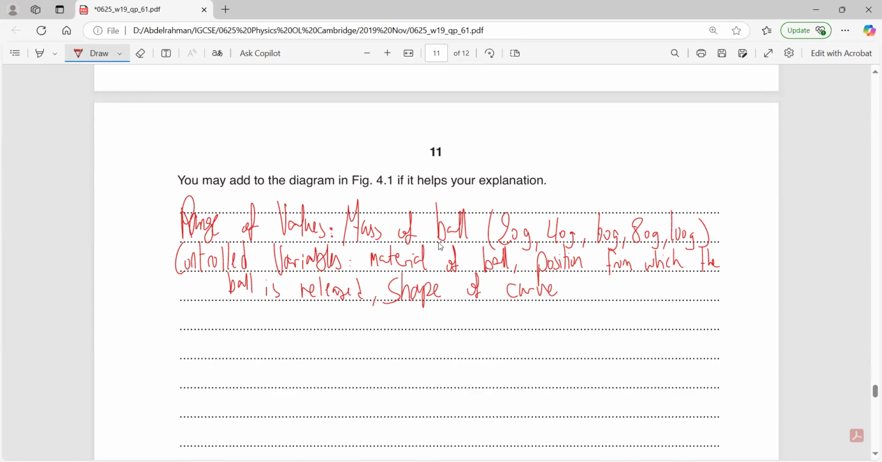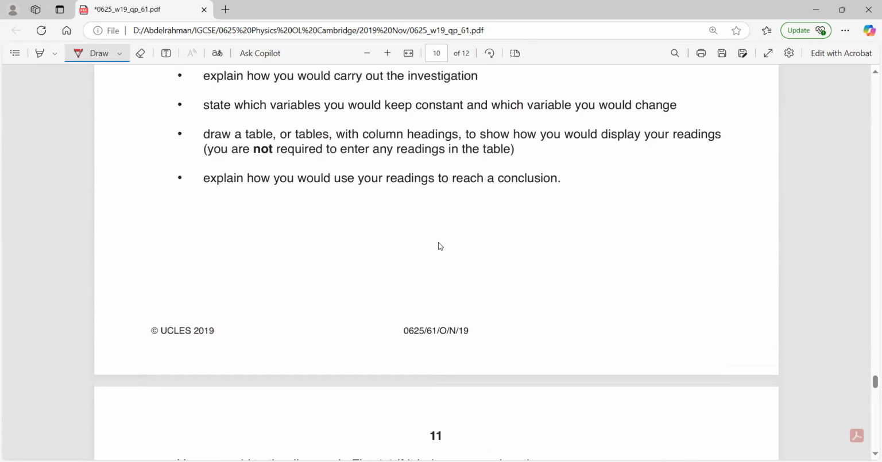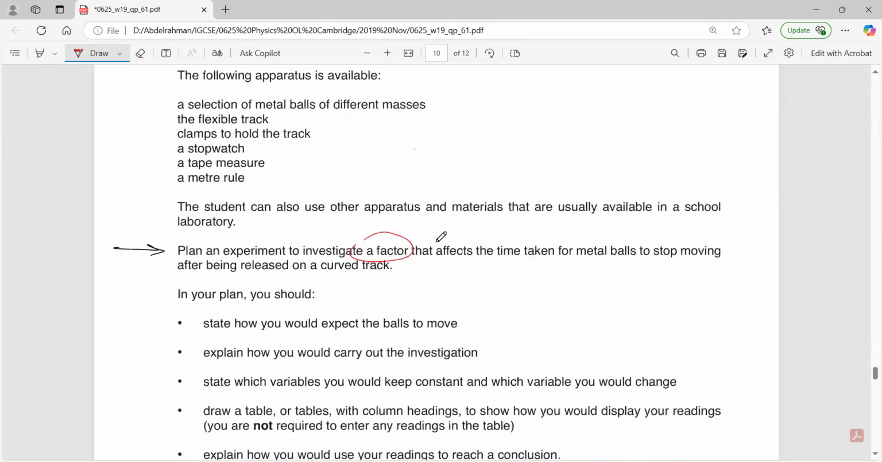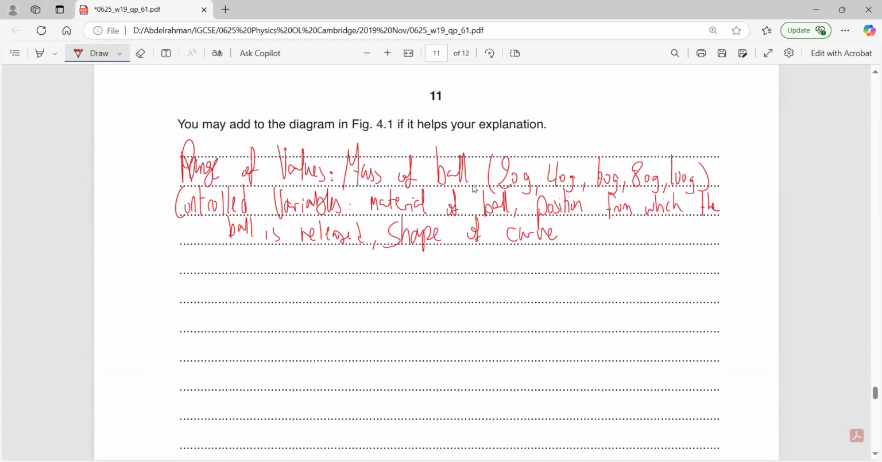Third point, we needed to state any extra apparatus we will be using, the balance. Is the balance written down? Let's check. Meter ruler, tape measure, stopwatch. We do not have the balance, so we would need to use the balance. So an extra apparatus would be using a balance. We already have the stopwatch, so we do not need to write it down again. We have the meter ruler to check the exact position from which we will release the ball.